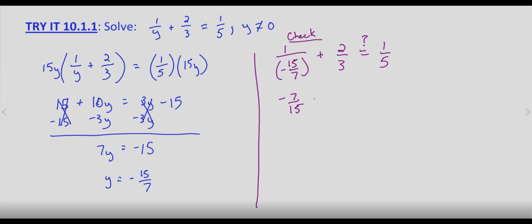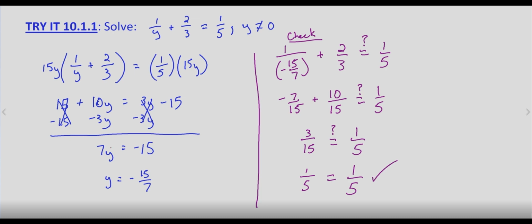So negative 7/15 plus, let's put this over a common denominator. 3 times 5 is 15, so 2 times 5 is 10. 2/3 is 10/15. Again, we want that to equal 1/5. 10 minus 7 is 3/15. And then simplifying this, 3 divided by 3 is 1, 15 divided by 3 is 5. So we end up with 1/5 equals 1/5. Our solution checks, so y equals negative 15 sevenths is the solution to 1 over y plus 2/3 equals 1/5.